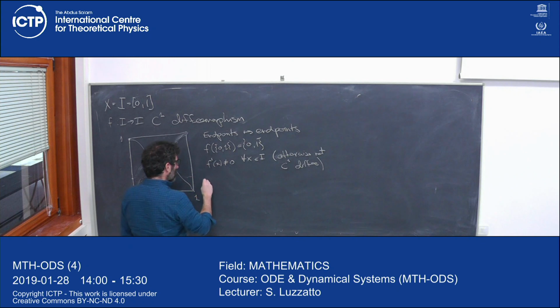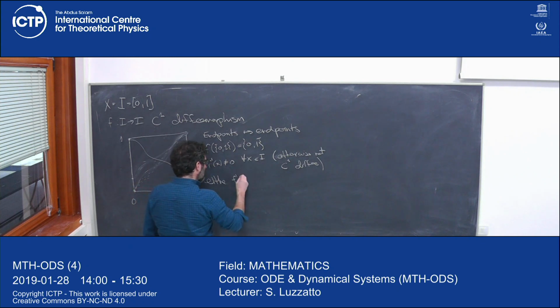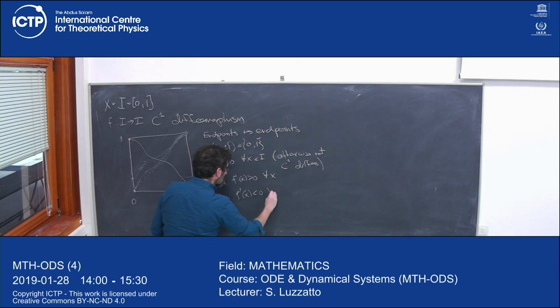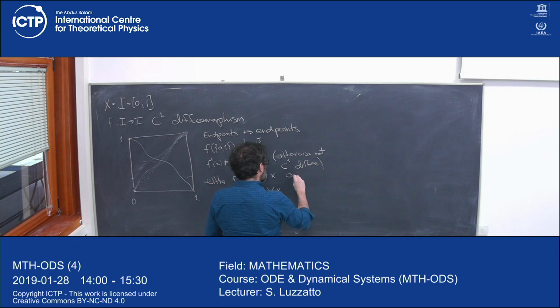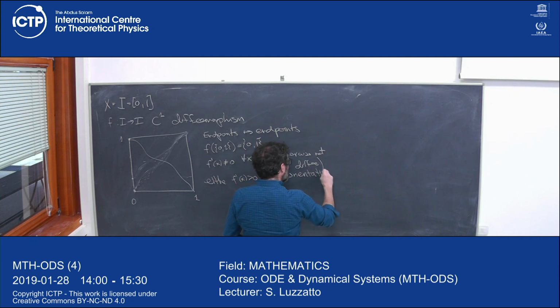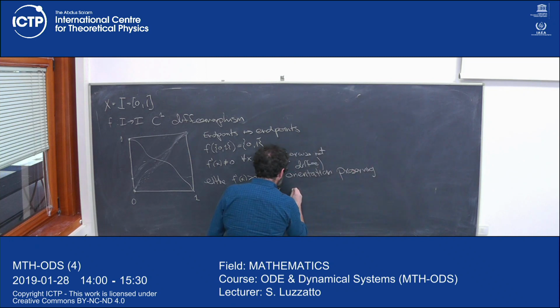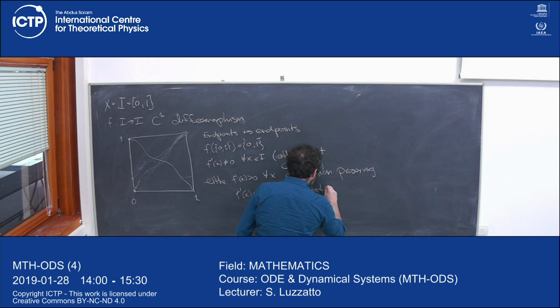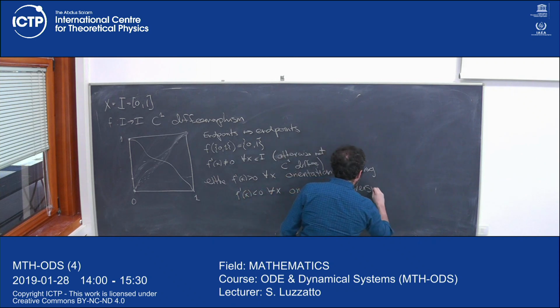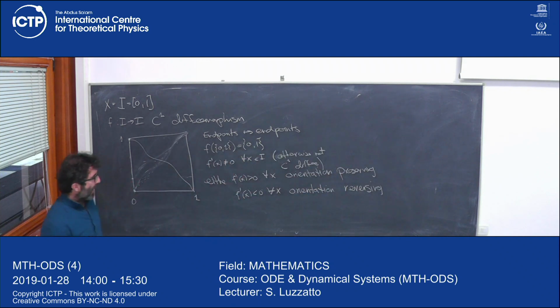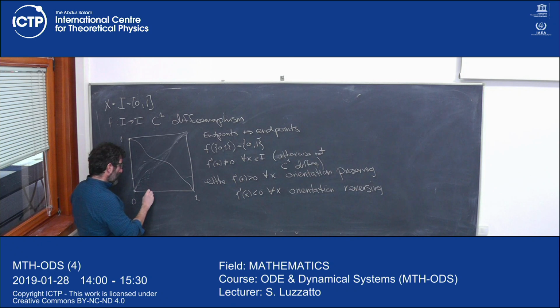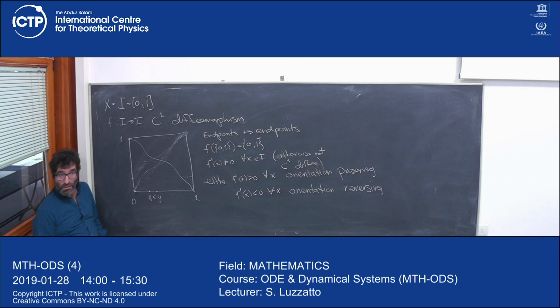So either f prime of x is positive for all x, or f prime of x is negative for all x. In the first case, we call this orientation preserving. And in the second case, we call it orientation reversing. And why do we call it orientation preserving, orientation reversing? Because if you take 2 points x, y, where y is bigger than x, and you look at the images, the order is reversed.